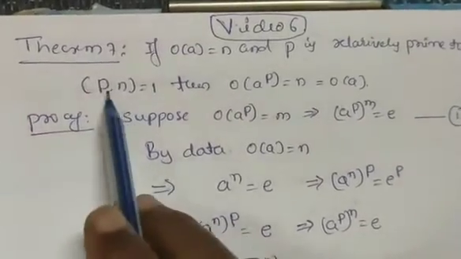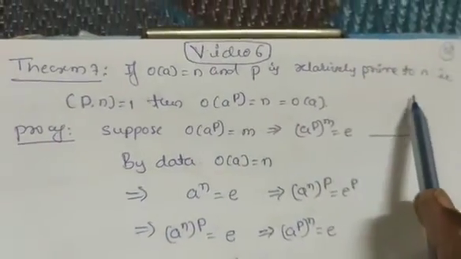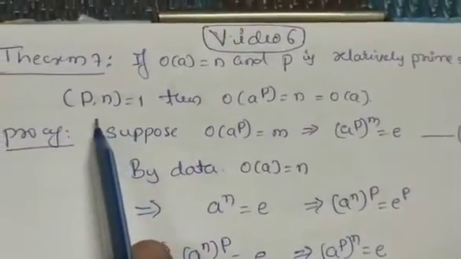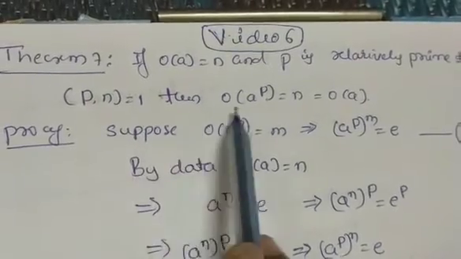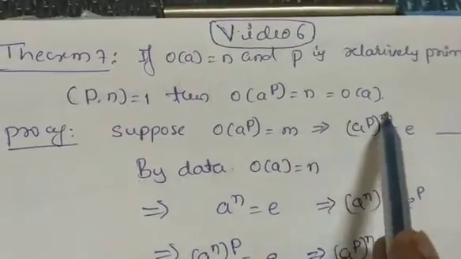Let us take one theorem. If the order of a is equal to n and p is relatively prime to n, that is, GCD of p and n is equal to 1, then the order of a raised to p is equal to n, and it is equal to the order of a.